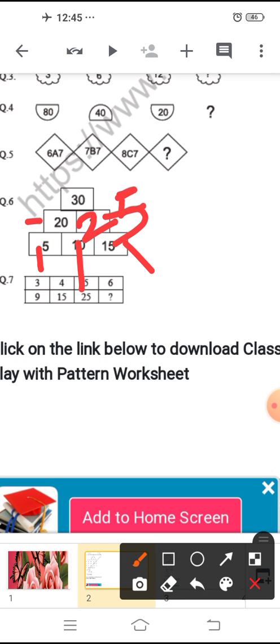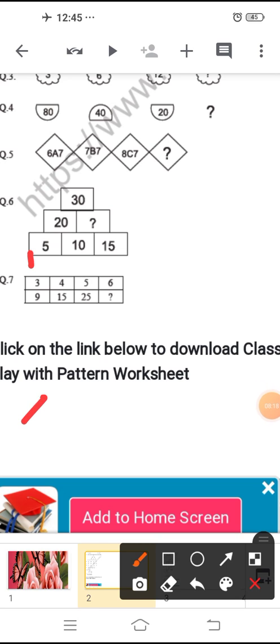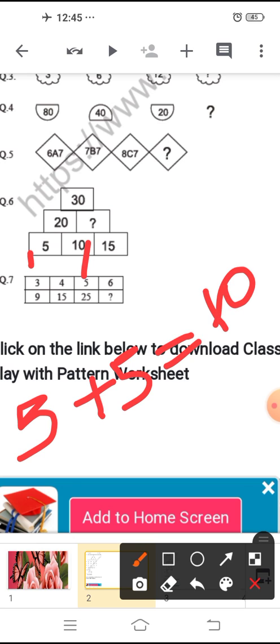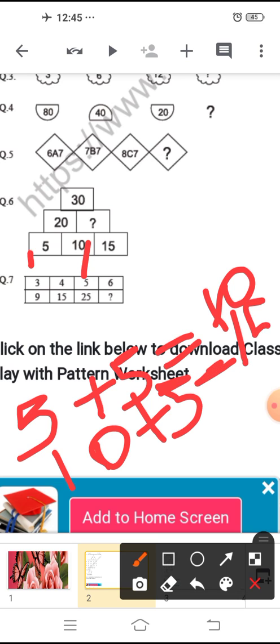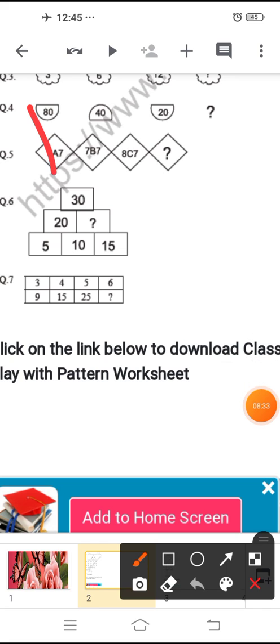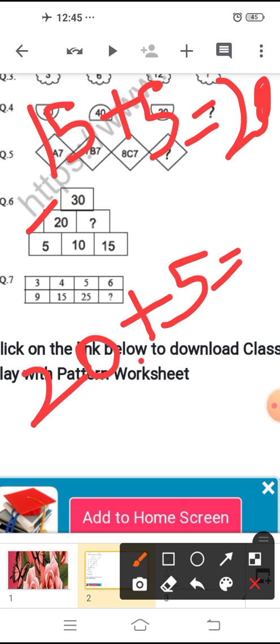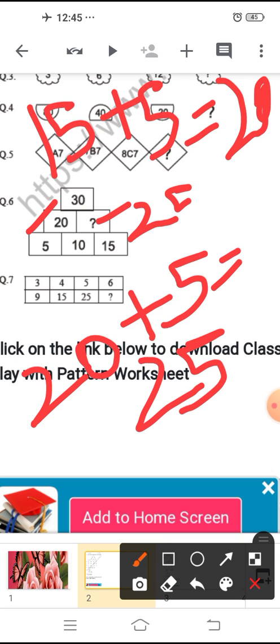25. You can do it in two forms. How? If we are starting from here, we are adding 5. 5 plus 5, that will give you 10. Understood? 10 plus 5, that will give you 15. Okay. Now 15 plus 5, that will give you 20. Okay. And 20 plus 5, that will give you 25. So your answer here should be 25.